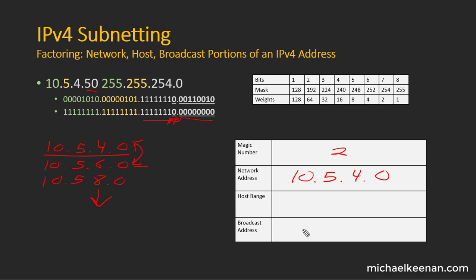And we'll go ahead and do the broadcast address next. That'll make the host range a little easier. We'll say that the broadcast address is the very last IP address in the range, which is 10.5.5.255, and that is 1 less than the next subnet being 10.5.6.0. And with that, we can easily determine what the host range is, the host range being 10.5.4.1 through 10.5.5.254. Those are your valid hosts that you can use.